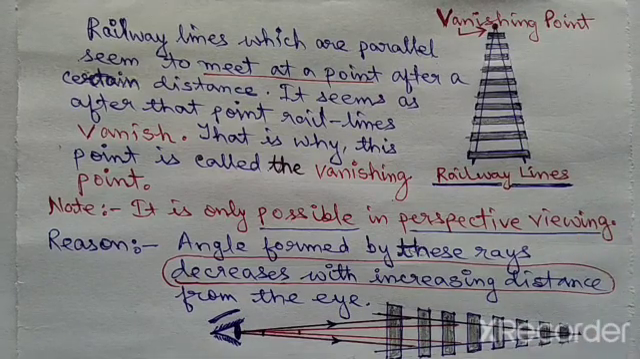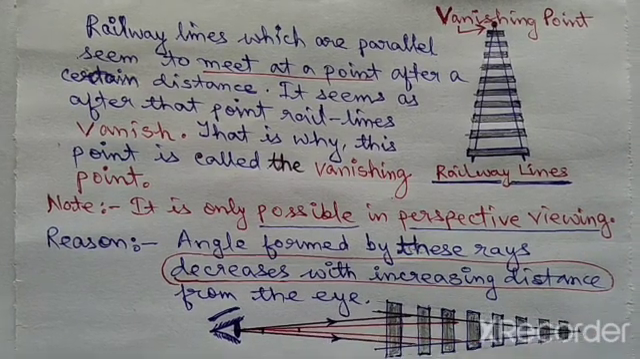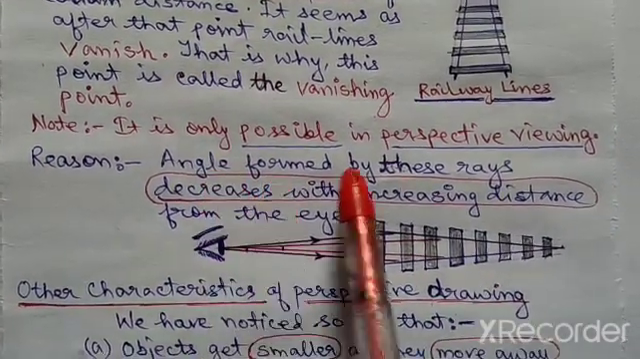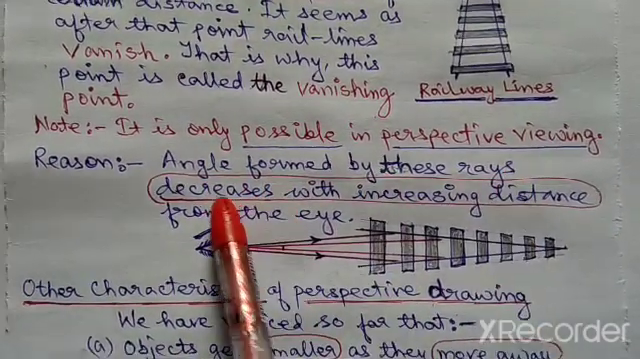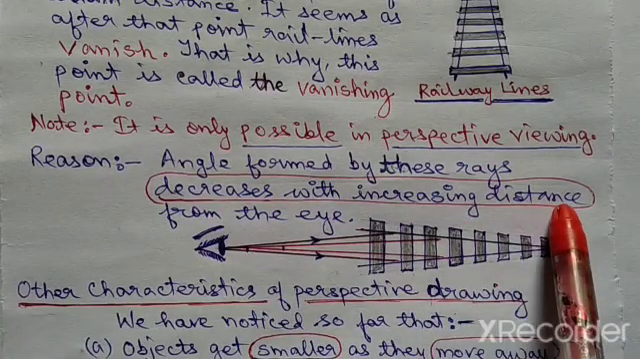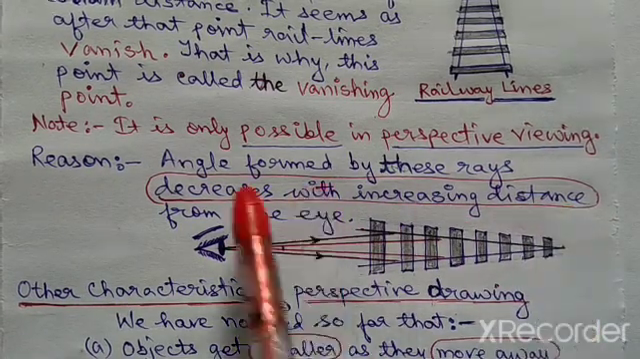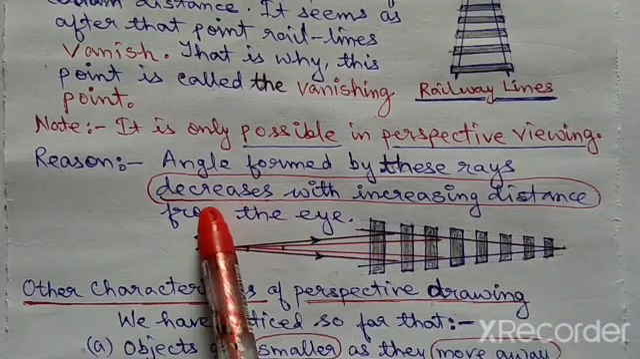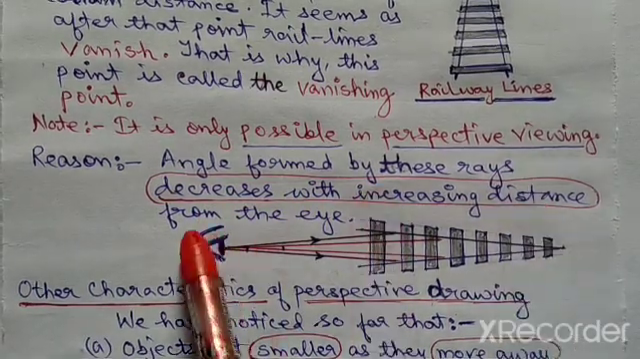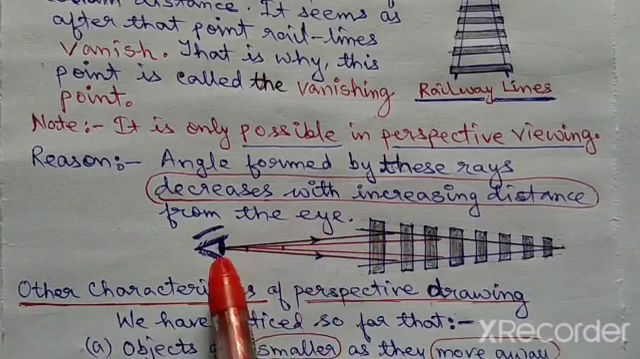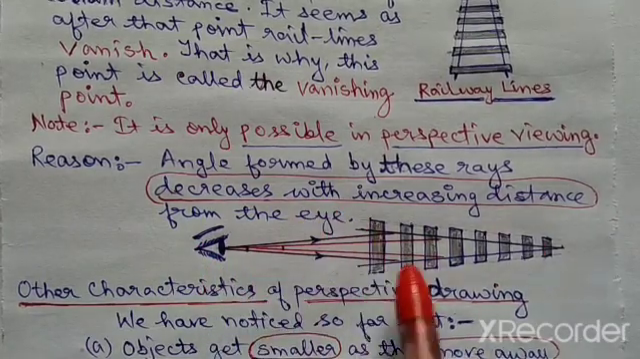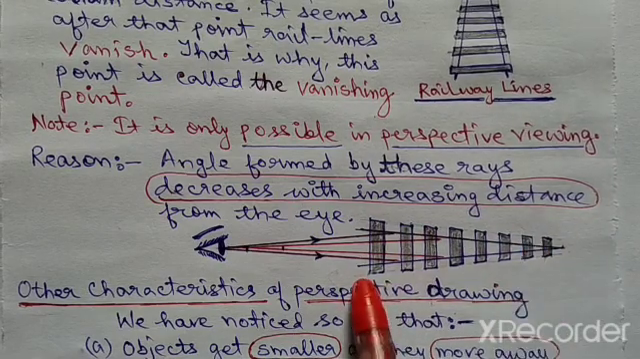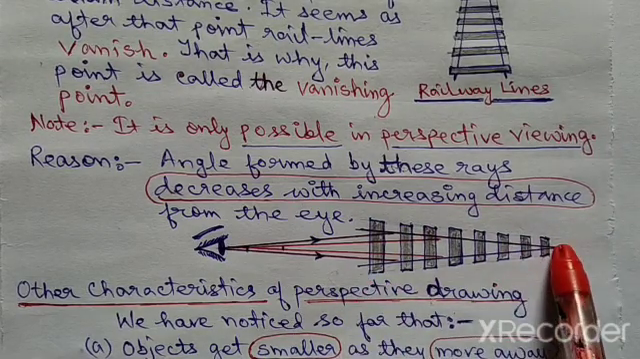Now children, why does this happen? What is the reason behind that? Just see, the angle formed by these rays decreases with increasing distance from the eye. Try to understand, children. Let me show you with the help of an example. Now see this, children, this is the diagram of the railway lines, and here is the vanishing point.